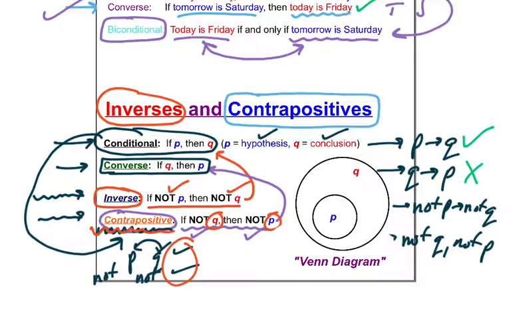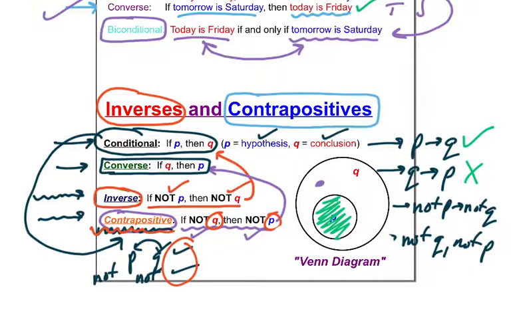Let's look at the inverse. The inverse says, if not P, meaning, can I draw a point that's just not in P at all? Okay, I can draw a point right here. That's not in P. The inverse says, if there's a point that's not in P, then it's not in Q. Well, look at this point. This point is not in P, but it is in Q. So maybe sometimes the inverse isn't always true.